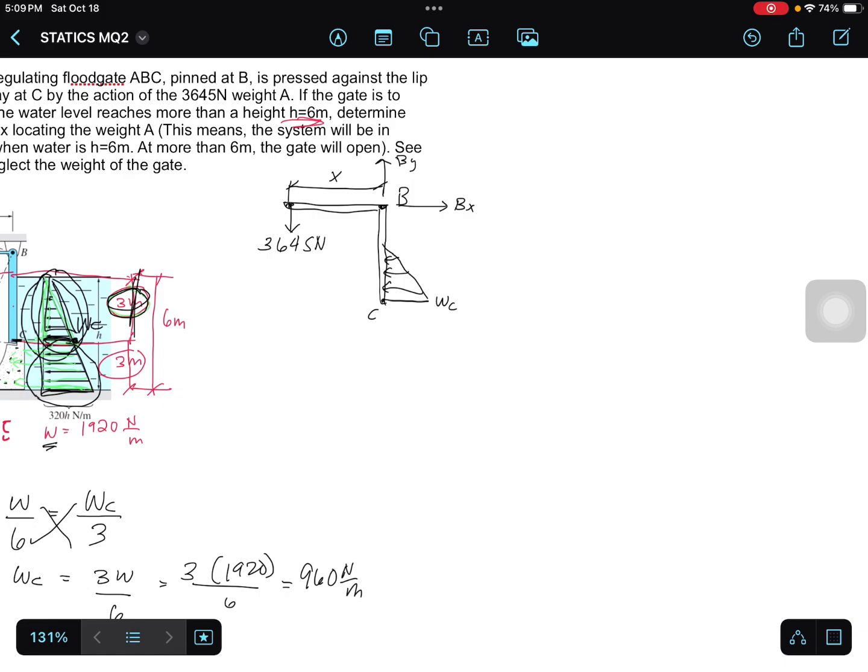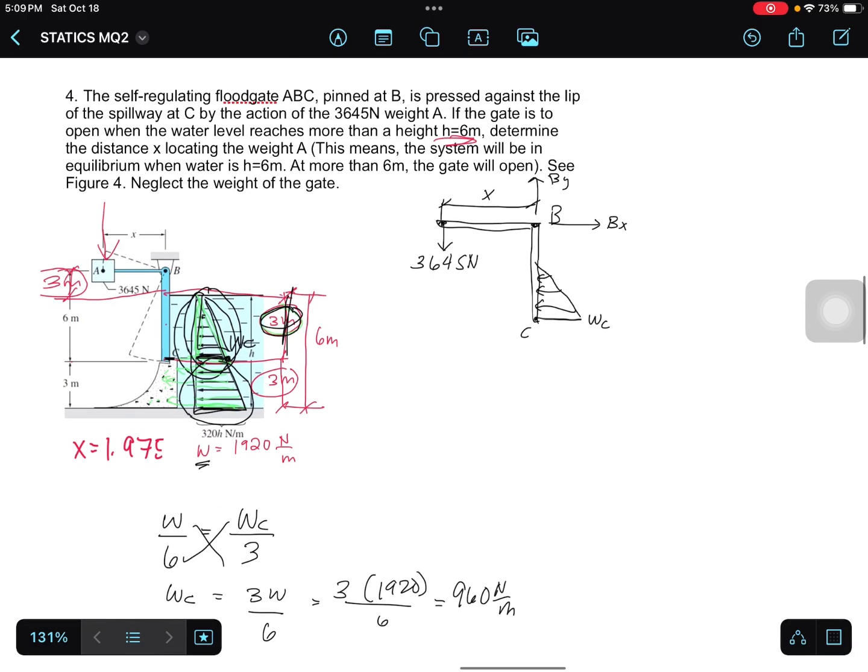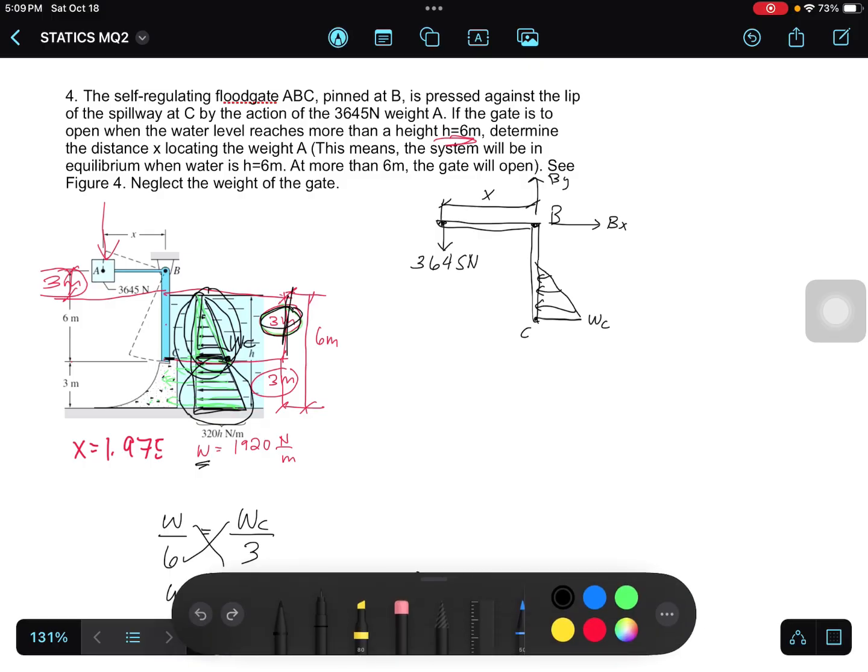So, ano pa yung mga forces? Since we are designing for equilibrium, sabi ng problem, gusto niya yung X value kung saan nasa verge of opening na yung gate, which is at 6 meters na. So, ibig sabihin, wala na tayong NC dito. Walang NC dito. Ibig sabihin, wala na ibang force. It's only WC and 3645 Newton na pabigat yung weight. Yan lang yung forces natin.